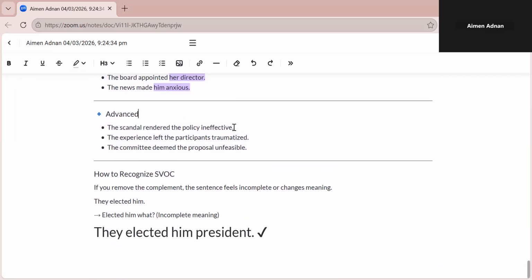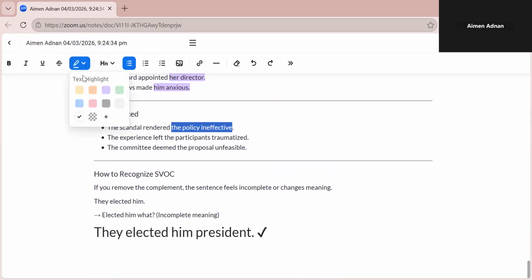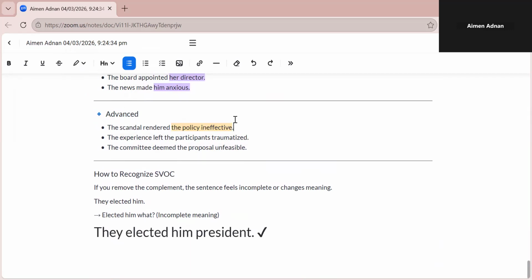The scandal rendered the policy ineffective. So now the scandal is the subject and render is the verb of the sentence, while policy is the object of the sentence. Now if you see the sentence, how is the policy? Since it's answering the question how, it is ineffective, and that is why it will be a complement. It's an object complement.